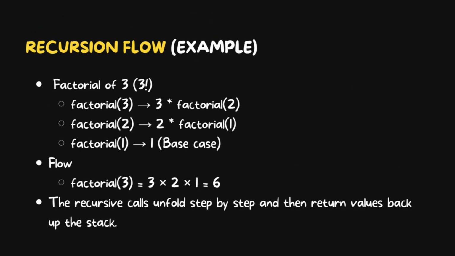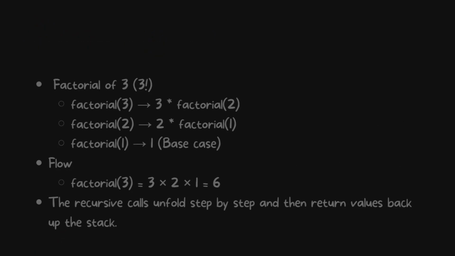Let's walk through an example to see recursion in action. We will calculate the factorial of 3. In the first step, factorial of 3 is equal to 3 times factorial of 2. So factorial of 2 we need to calculate. It will be 2 times factorial of 1. Factorial of 1 is equal to 1, which is the base case in finding the factorial. So now we return the results back, which is 3 times 2 times 1, which is equal to 6. This back and forth flow happens through the call stack, where each function call waits for the next one to finish and then returns the result.